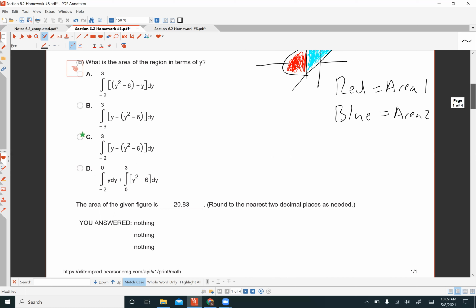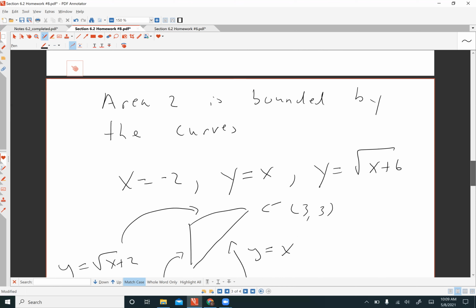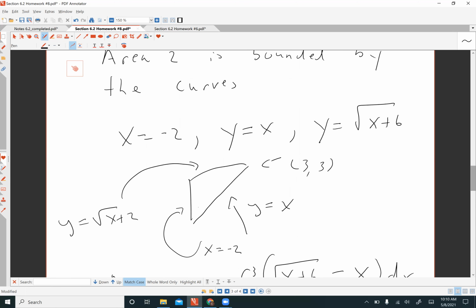Now we just subtract functions right here. Area 2 is bounded by the curves x equals 2, x equals -2, y equals x, and y equals the square root of x plus 6, because we rewrote our original function so that x is the independent variable. So this is area 2. Remember, area 1 and area 2 were separated by the line x equals -2.